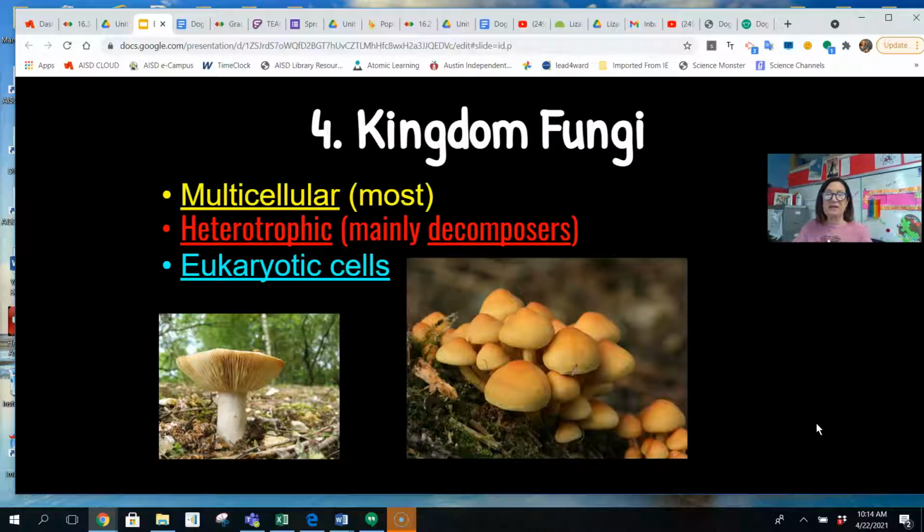So then we have kingdom fungi. We remember our good old fungi from ecology, remember? So an example of this are these mushrooms here. They can be multicellular, which most of them are, because it takes a bunch of cells to make a mushroom. And they're heterotrophic because they're decomposers. Remember, they're eating dead things. So they don't produce their own food. And they're eukaryotic cells, meaning that they have a nucleus, they have organelles, so they're that more complex cell.